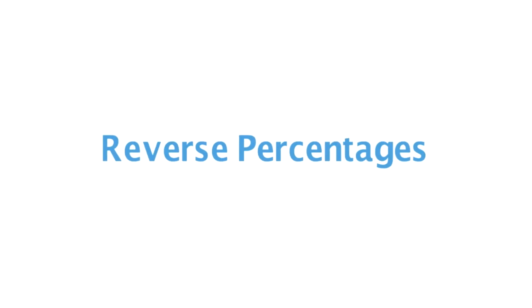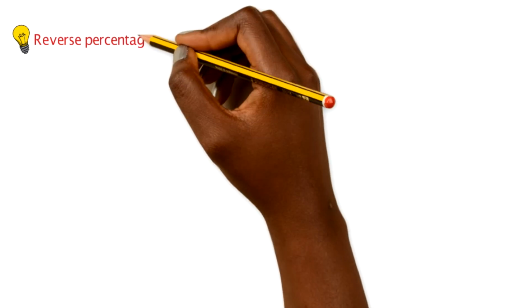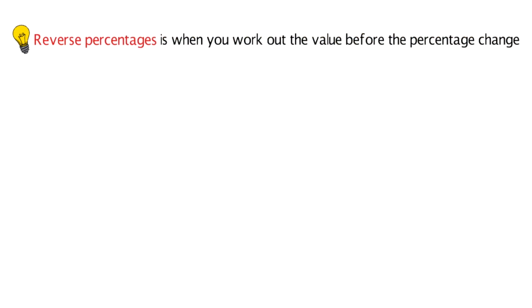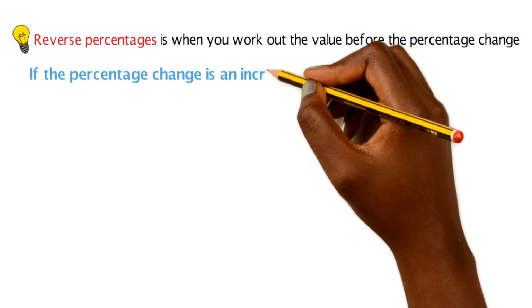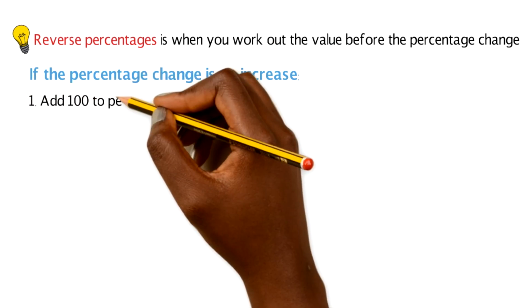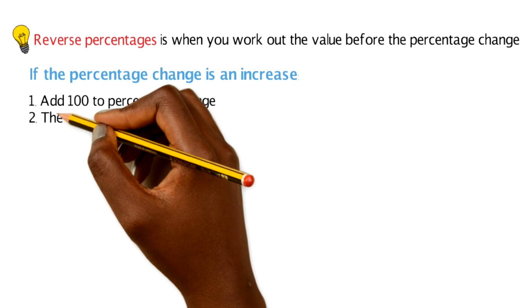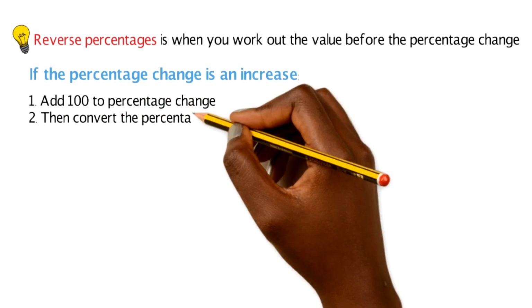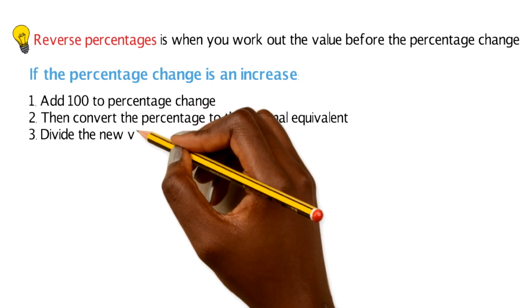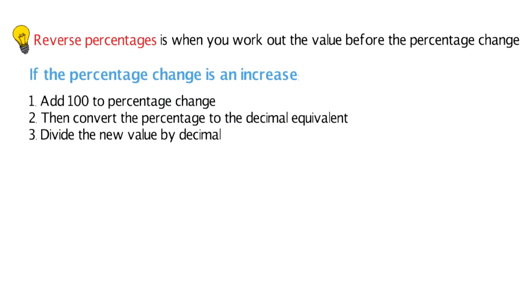Lastly, reverse percentages. So, reverse percentages, okay, think about reverse means backwards, right? So you're trying to work out the value before the percentage change. So, if the percentage change is an increase, okay, then you're going to add 100 to the percentage change, convert the percentage change into a decimal equivalent, and then divide the new value by the decimal.